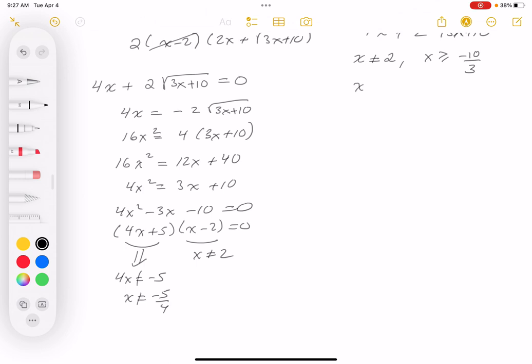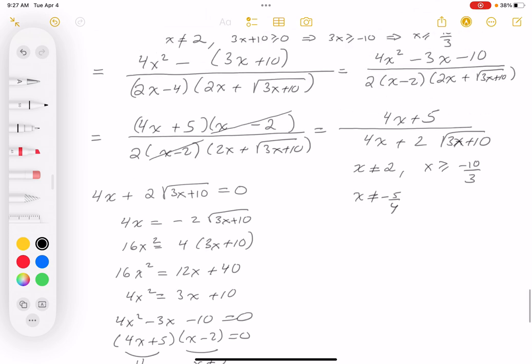All right? Let's write this over here. It's another condition. x cannot be equal to minus 5/4. And again, the reason for that is the bottom of this final answer over here would in fact be 0 if I plug that number in. And that's it. End of story.